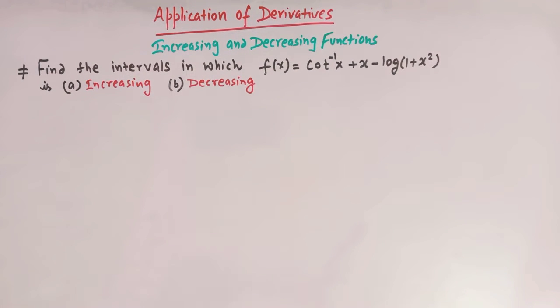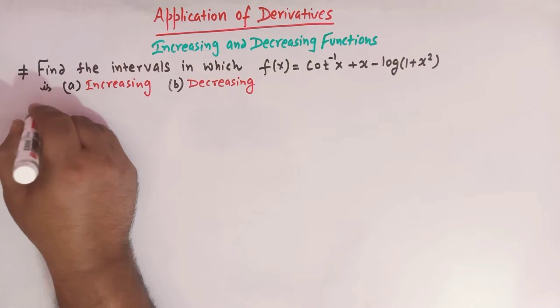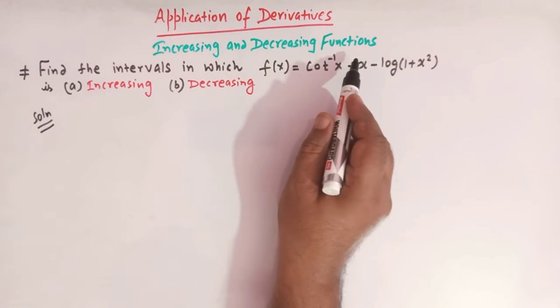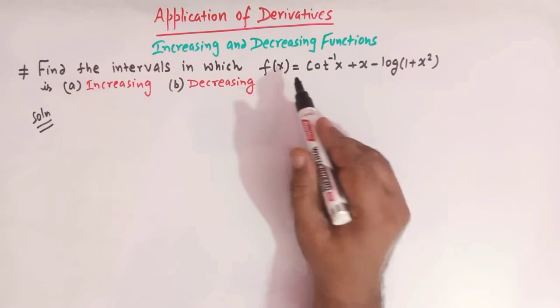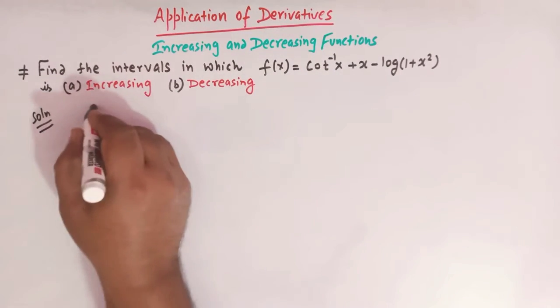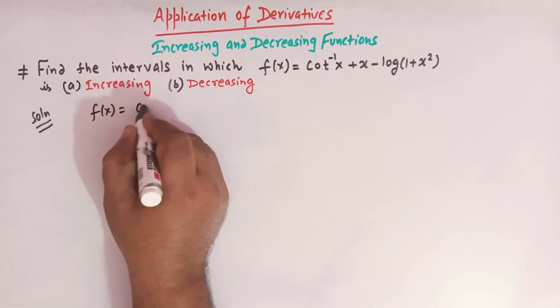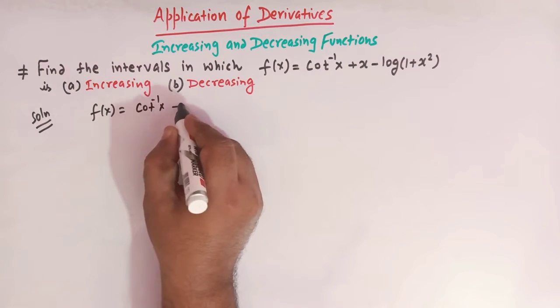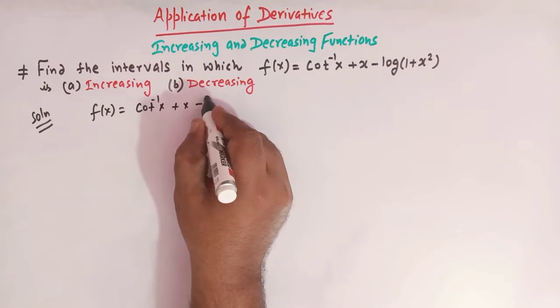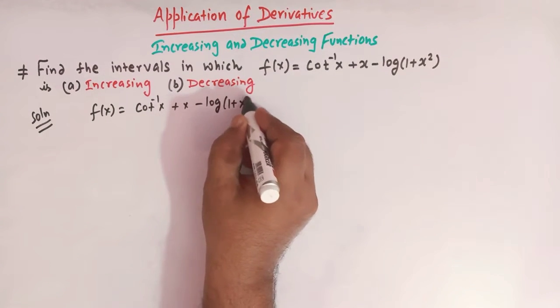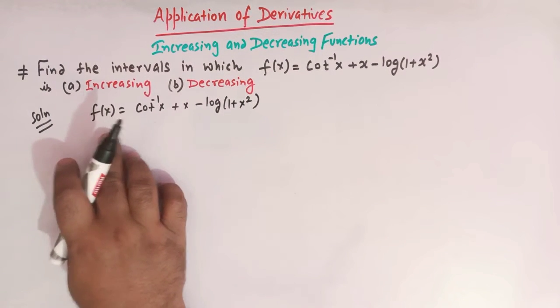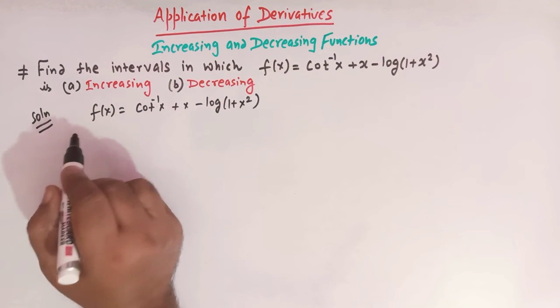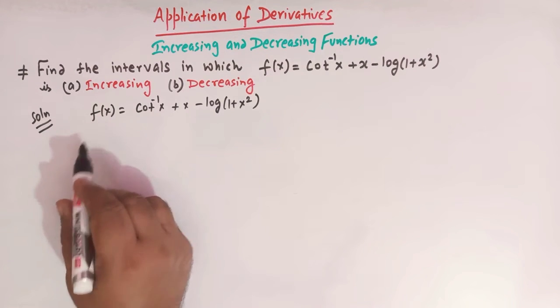In order to solve this problem, we have to make use of many concepts, and let us see. Now viewers, whenever we are given a problem on increasing and decreasing functions, we usually first differentiate the function. Here the function is f of x equals cot inverse x plus x minus log of 1 plus x square. So first we will differentiate both sides. It means we have to find the derivative of this function f of x.